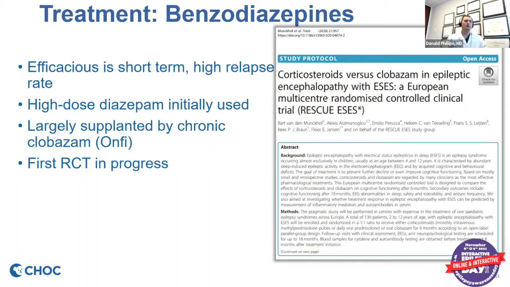More recently, clobazam or Onfi has supplanted some of the more traditional, what we call 1,4 benzodiazepines. It's more likely that you would use Onfi as opposed to a Valium chronically. And so there's less of a chance for relapse because the patient stays on the medication for longer. The first randomized control trial is in progress for this, comparing corticosteroids with clobazam. It's a European cohort, and we do not have results from this yet.